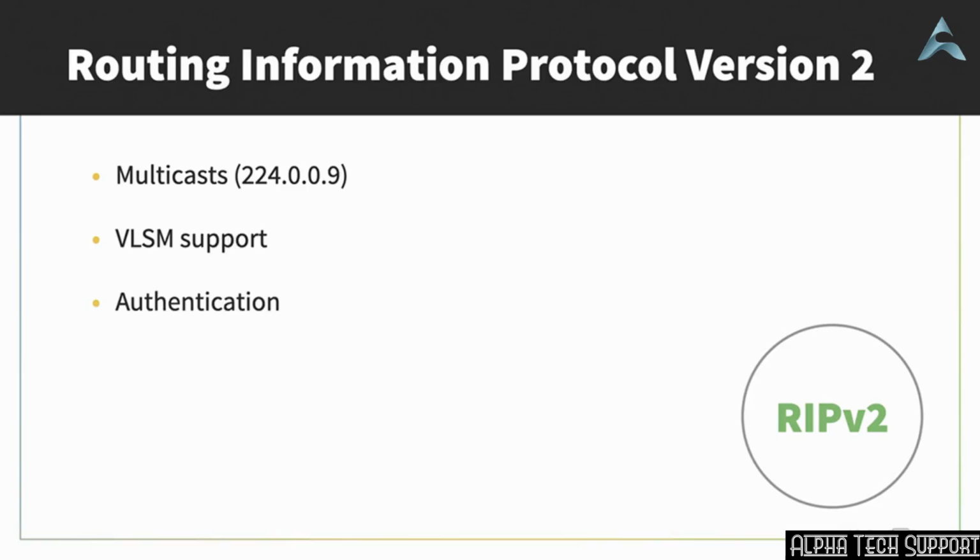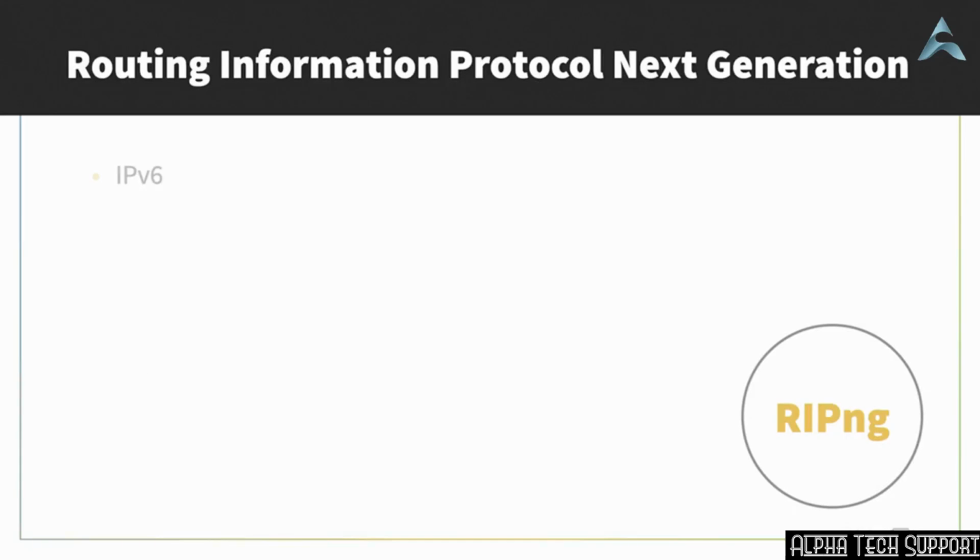But like version 1, RIP version 2 only supports IP version 4. We can run version 2, however, concurrently with RIPng if we want to add support for IP version 6. Because RIPng, or RIP Next Generation, does support IP version 6, and it's going to send its route advertisements to an IPv6 multicast address of FF02::9. So if you wanted to support both IP versions 4 and 6, you might want to run RIP version 2 and RIPng on the same router.